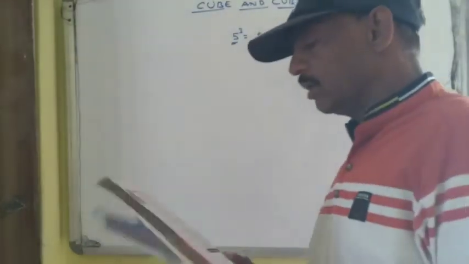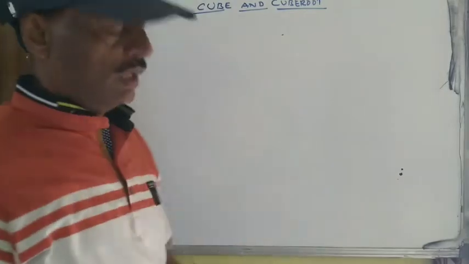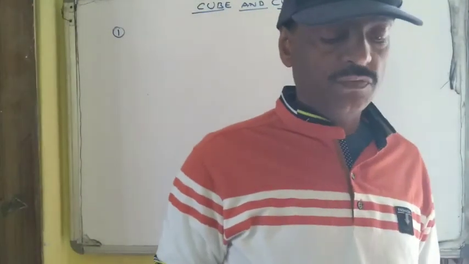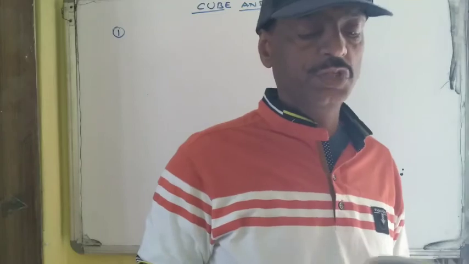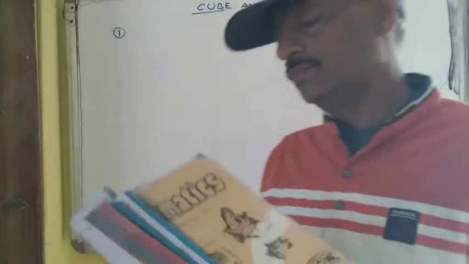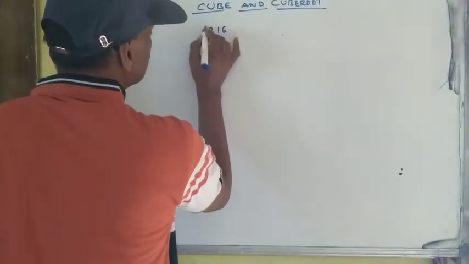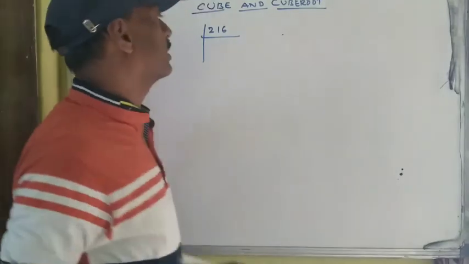So the first question of exercise 7.1. Question number 1 is: which of the following numbers are not perfect cubes? So we have to find out among these numbers which are not perfect cubes. The method is simple. We have to find the factors of the given number first. The first number is 216. So let us find the factors of 216.